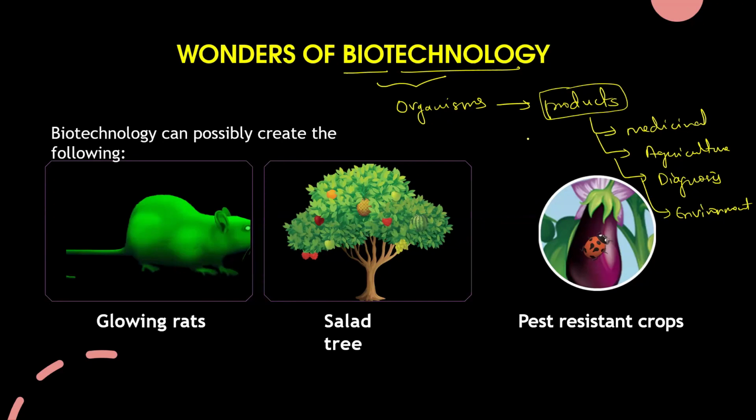What is biotechnology? Okay, so what can you do with biotechnology? You can create a glowing rat. You can create a plant that can produce different kinds of fruits. You can make a crop that can resist pests.